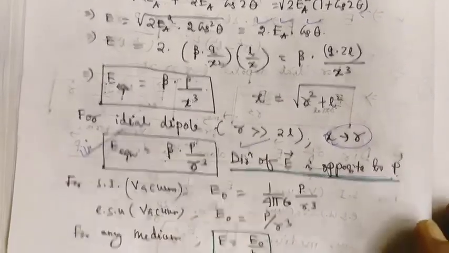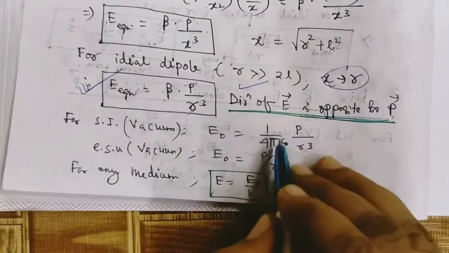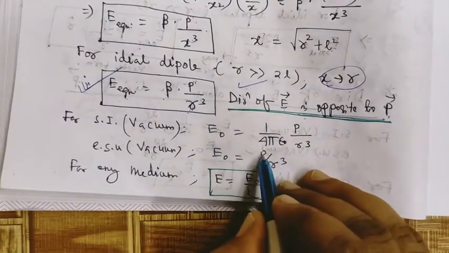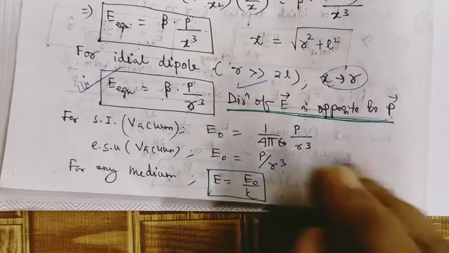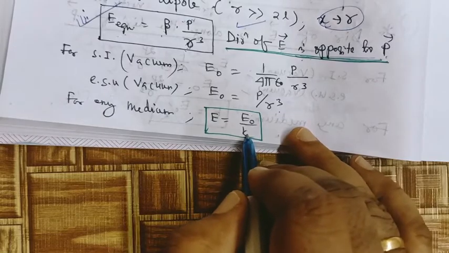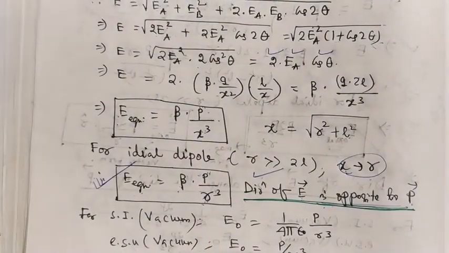Similarly, for vacuum, you can replace beta by 1 by 4 pi epsilon 0, P by R cube. For CGS vacuum, you can replace only P by R cube. For any medium, simply you can write the vacuum answer divided by the dielectric constant. This is case 1 and case 2 usually asked in board exams.